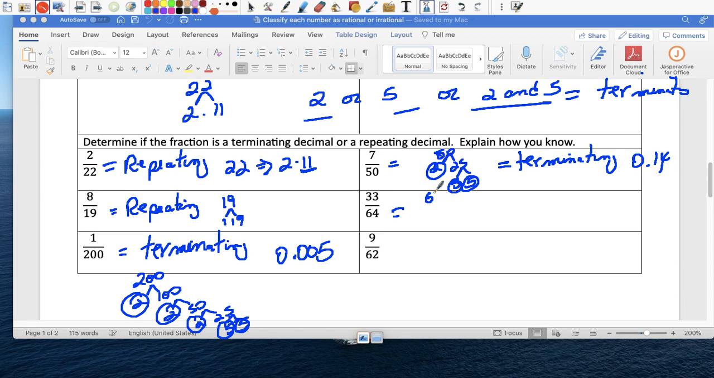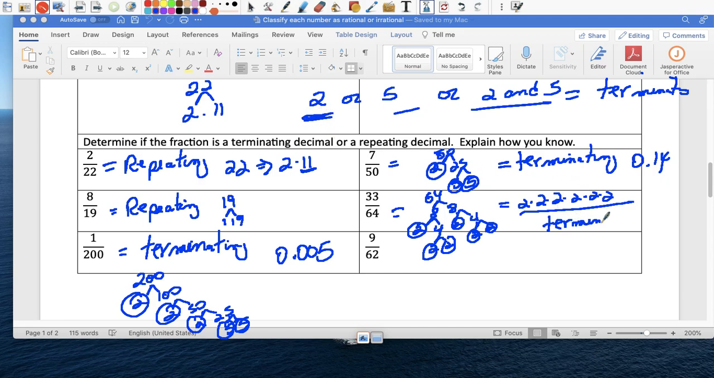64. Ooh, let's break up 64 into 8 and 8. 8 becomes 2 and 4, and then 4 becomes 2 and 2. You break until you can't anymore. So 64 is the same thing as 2 times 2 times 2 times 2 times 2 times 2. Notice that they're all 2's. So 64 is just six 2's being multiplied. Because it's just made up of 2's, it's also terminating. And if you do 33 divided by 64, you'll see in your calculator you get 0.515625.